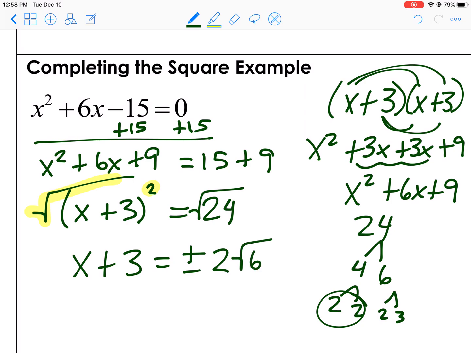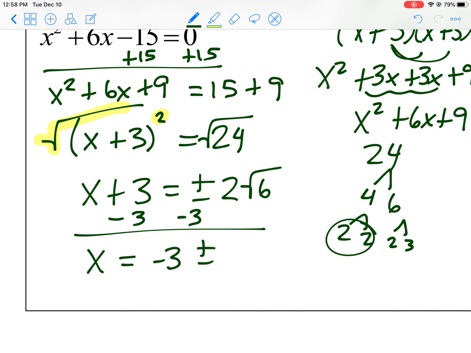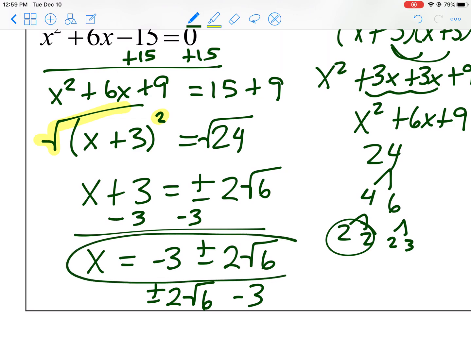We have one more step because x is not alone, so we need to subtract 3 from both sides. And I typically write it with the negative 3 in front, plus or minus 2 root 6. You could also write it as plus or minus 2 root 6, and then minus 3 at the end. Okay.